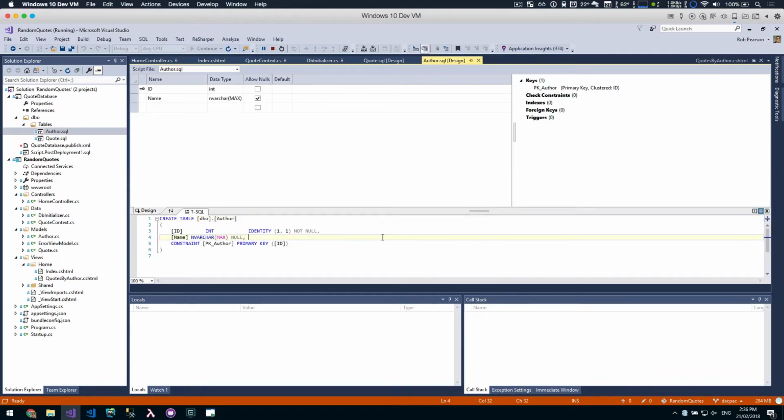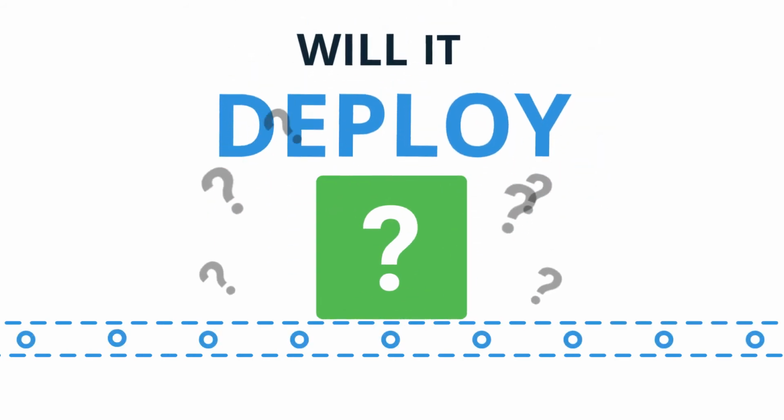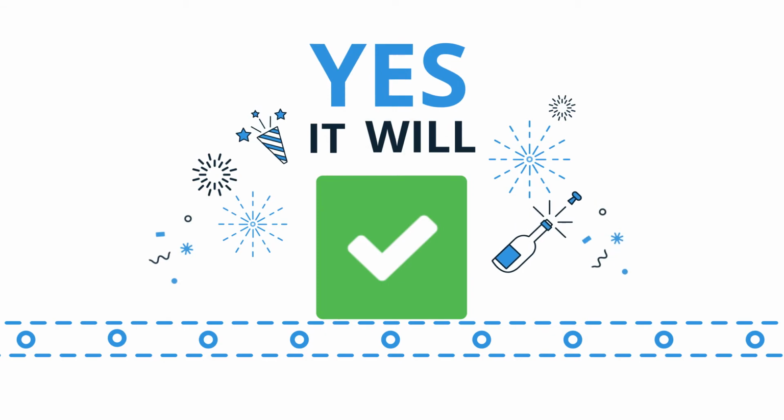If you're not familiar with data tier applications or DACPACs, there's some links in the description below to help you get started. This is a simple example, but it's representative of what happens with real applications every day. New features are requested and code and databases change. We want to be able to automate the deployment of our web app and the database, including changes, in a repeatable and reliable way. So the big question is, will it deploy? Yes, it will. Let's walk through the solution.